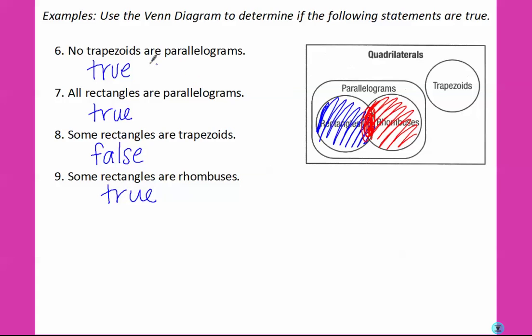So if it says no, there's no overlap. If there's all, the smaller group will be inside the bigger group completely. And if it's some, you'll just have some overlap.